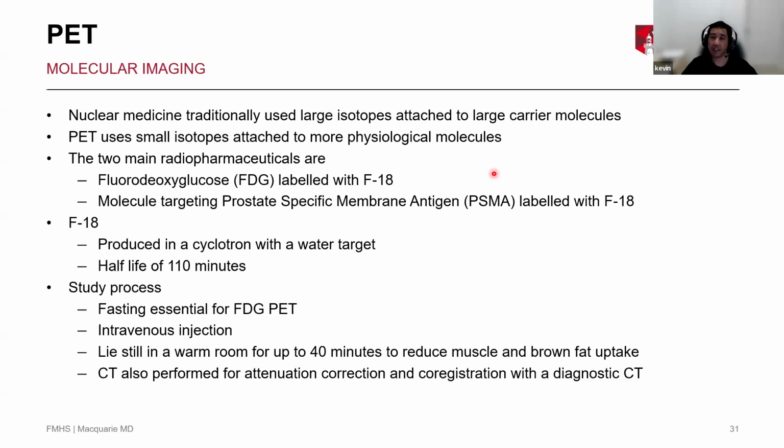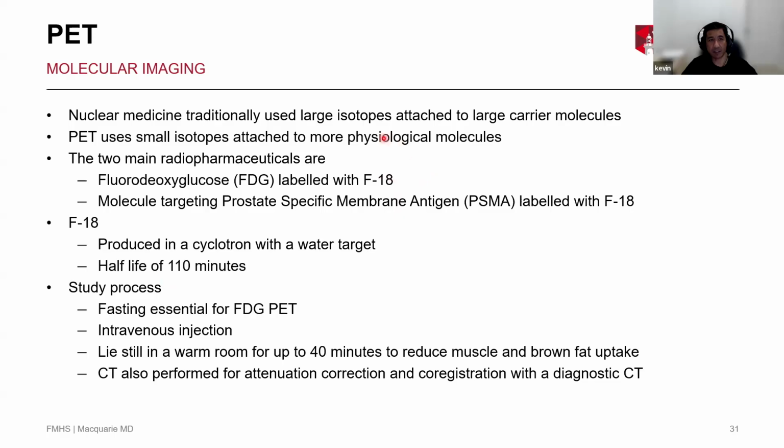Now, technetium 99m has a long half-life, so you've got plenty of time to image. F18 has a half-life of 110 minutes. So every 110 minutes, you only have half of it left. So you have to use it pretty quick. The other thing about a small molecule is that you can attach it to something that is more physiological.